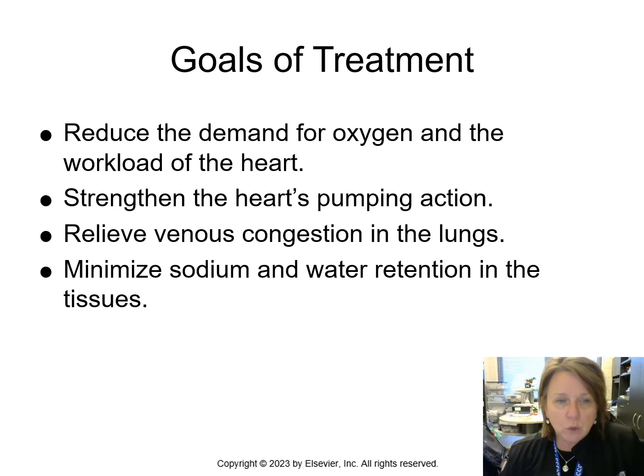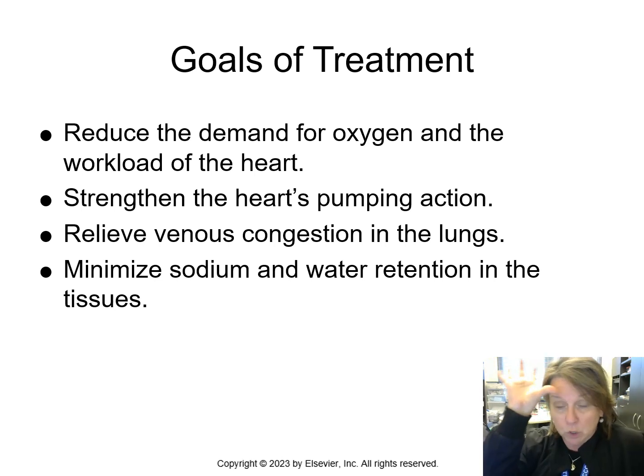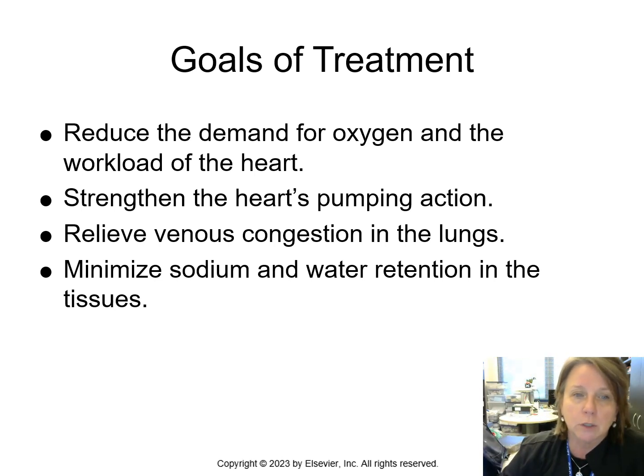I do want you to understand that by giving different medicines, we can reduce the demand of oxygen and the workload of the heart, and that medication is dobutamine. That is the drug of choice for congestive heart failure. It's an inotrope, and it's going to help make the heart more effective. There's a dose that they give for heart failure patients. We want to strengthen the heart's pumping action. That's why we give this medication.